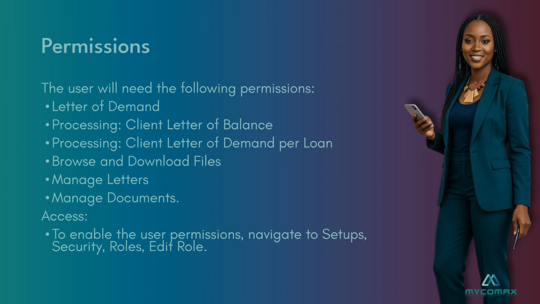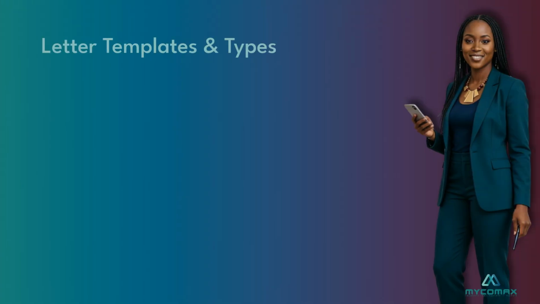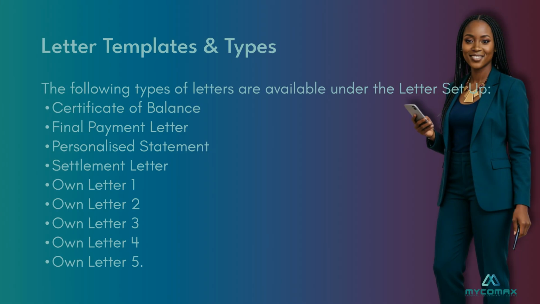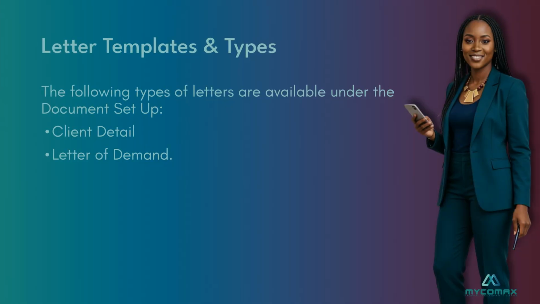To enable these, navigate to Setups, Security, Roles, then Edit Role. Under Letters Setup, you will find several available letter types. These include Certificate of Balance, Final Payment Letter, Personalized Statement, Settlement Letter, and 5 custom Own Letter options. Under the Document Setup, the available types of letters are Client Detail and Letter of Demand.